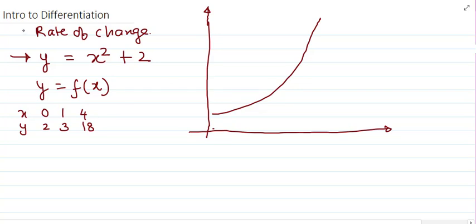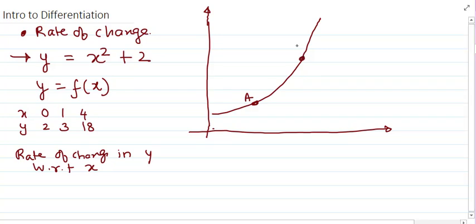Now we are interested in finding out the rate of change. Rate of change in what? Rate of change in y with respect to x. So how fast is y changing with change in x? So for doing that, what we'll do is we'll take up two arbitrary points. Let us say point A and point B. And let us say their coordinates are x1 and y1, and x2 and y2. So the coordinates of point A are x1, y1 and coordinates of point B are x2, y2.